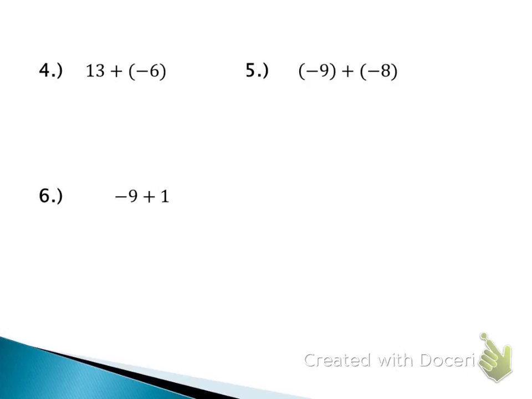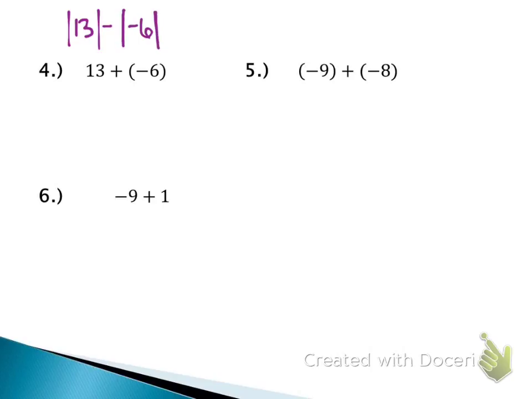All right, on number 4, we have different signs. We have a positive 13 plus a negative 6. So we are going to subtract their absolute values and use the sign of the number with the greater absolute value. If you need to make yourself a little note, you can do it above. We're going to take the absolute value of 13 minus the absolute value of negative 6.